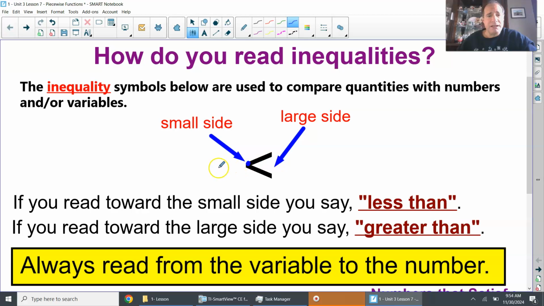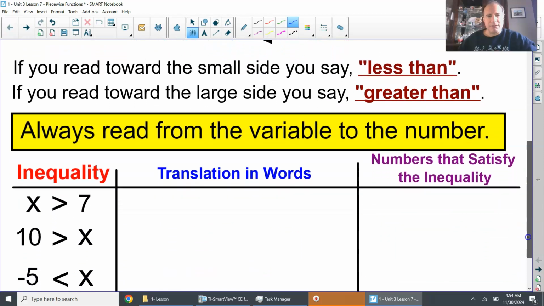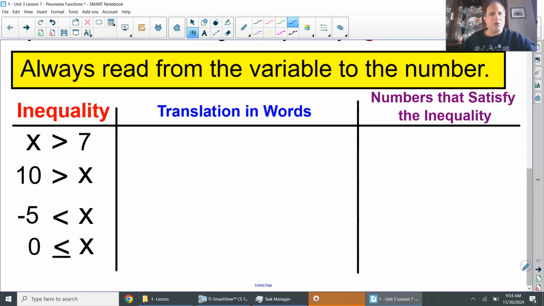So if you're reading towards this direction and you have x is smaller than 5, x is less than 5. 5 is larger than x, 5 is greater than x. So just look at the inequality symbol. You'll see the small side. When you're reading towards that small side, you say less than. When you're reading towards the larger side, you say greater than. So always read from the variable to the number, and we're going to translate these into words.